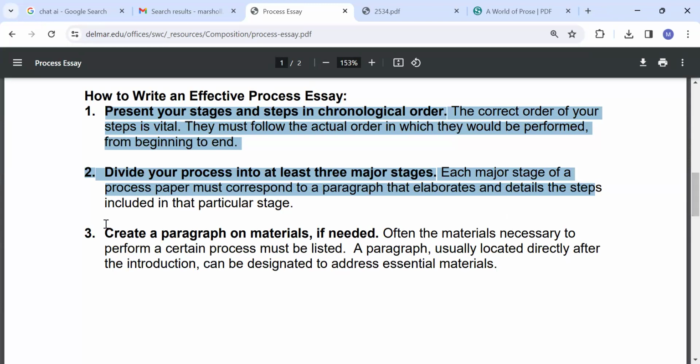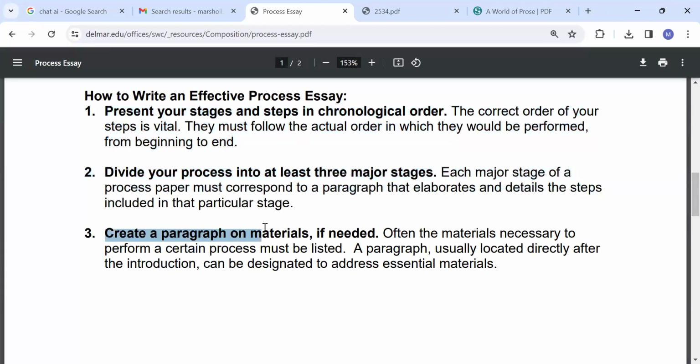You have to create a paragraph on the materials. That will be one of the bodies. So often the materials necessary to perform a certain process are listed, but the paragraph would usually explain what is happening. So even though you're listing these things that are needed in the introductory paragraph, when it comes to the body paragraph, you will explain.